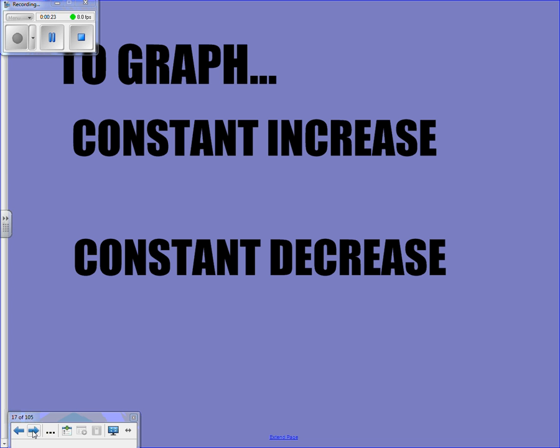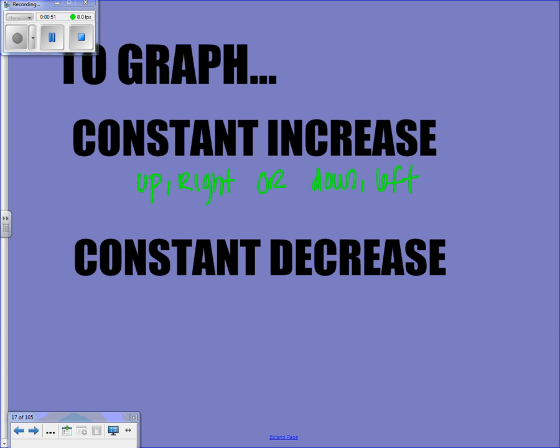decrease. If it's increasing, the slope should be positive, which means in your slope you are going to go up and then to the right, or you are going to go down and to the left. And the reason you can go down and to the left is because that would be a negative, negative, which would cancel each other out to be a positive. So constant increase to graph the slope, you're going to go up and to the right, or you could go down and to the left.